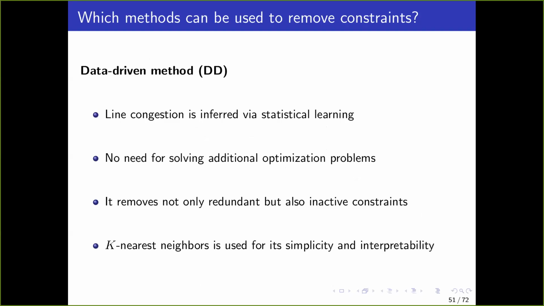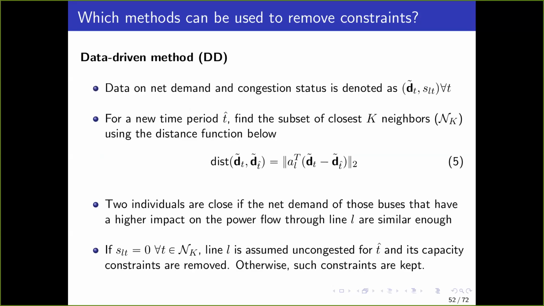And then we have the method we proposed in this work, in which we are going to infer the line congestion through statistical learning. So one advantage is that you don't need additional optimization problems. It's not only going to remove redundant, but also inactive constraints. The method we use is a classification method. It's just the nearest neighbor, because it's very simple and easy to understand.